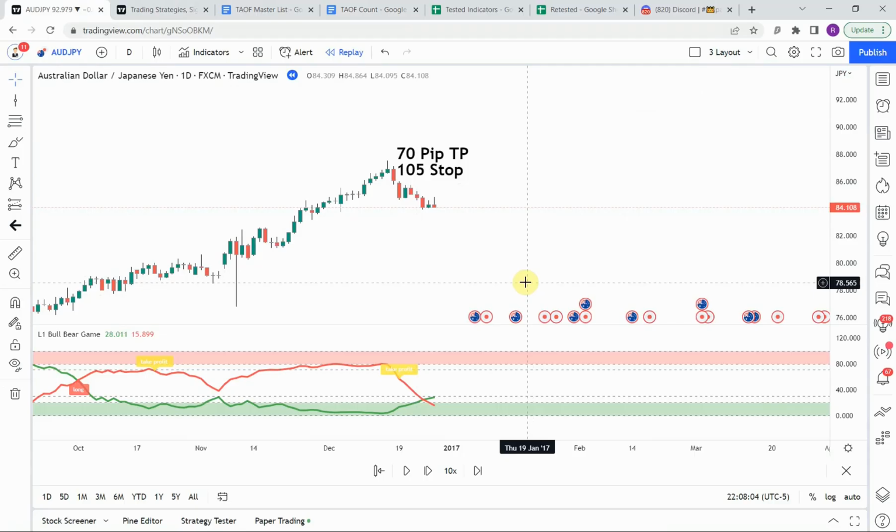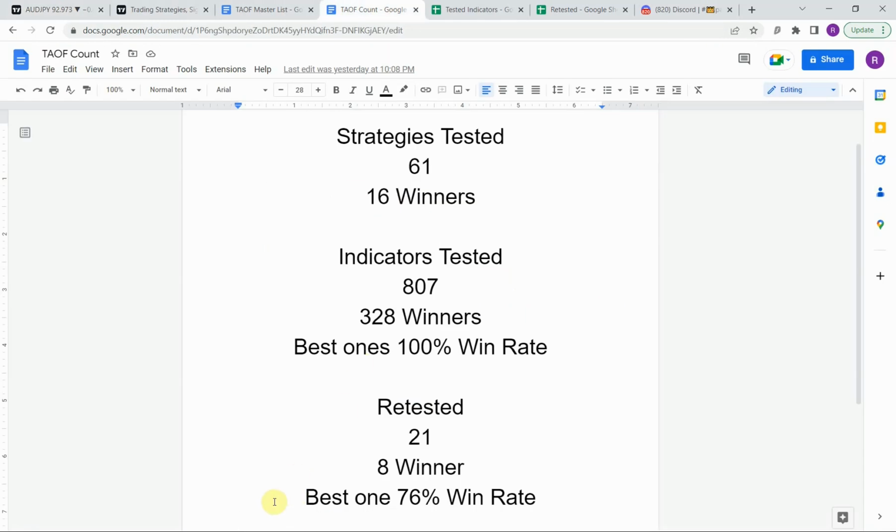As I said, today we will be testing the bull bear game indicator. Before we do though, I wanted to put the testing scoreboard up for everyone to see. So to date, we have tested a total of 61 different strategies, with 16 of them being profitable. We've also tested a total of 807 indicators, with 328 of them being winners. The best ones so far were able to achieve a 100% win rate.